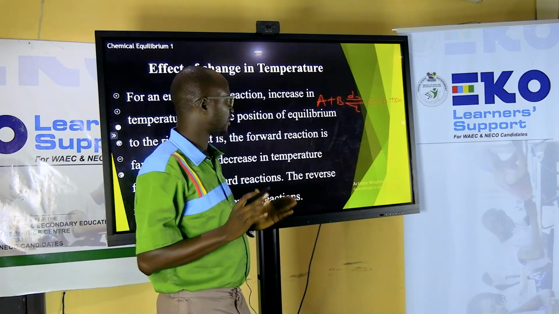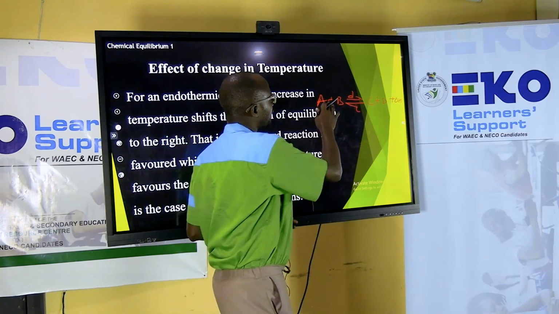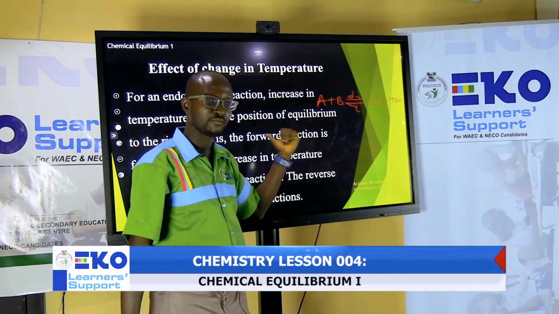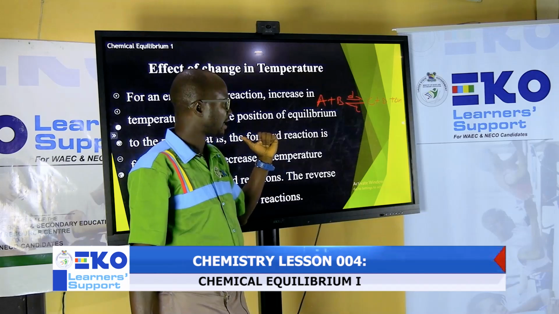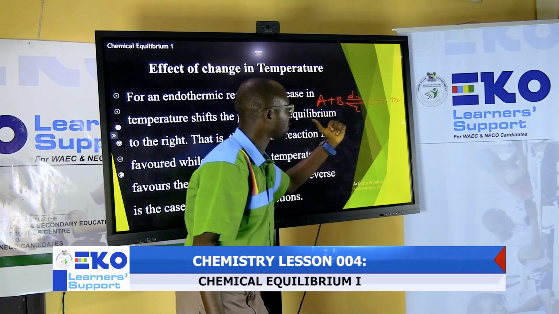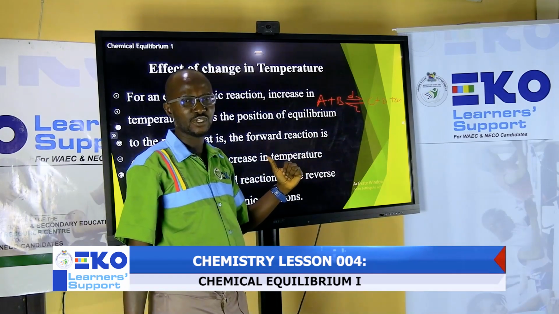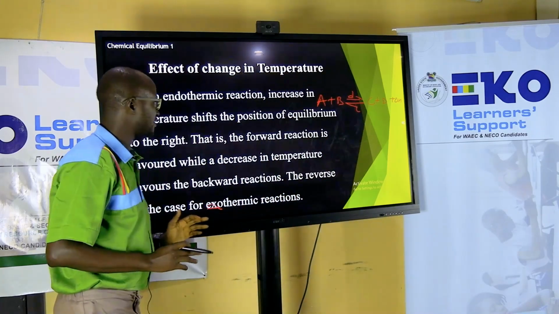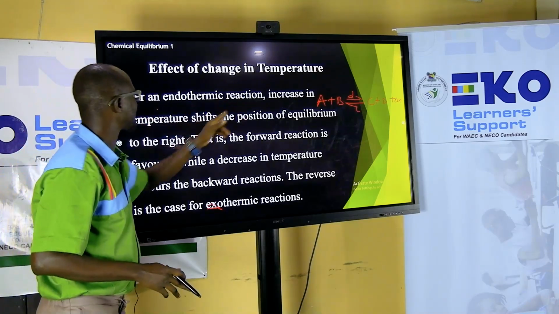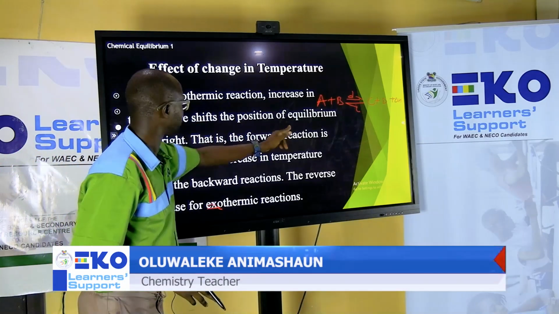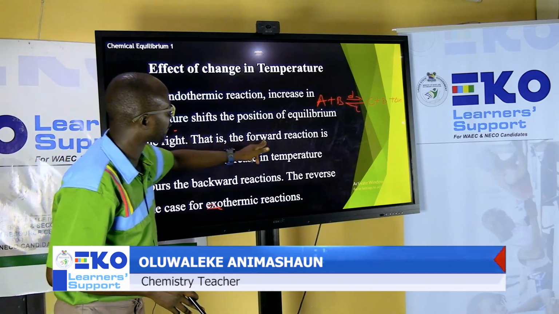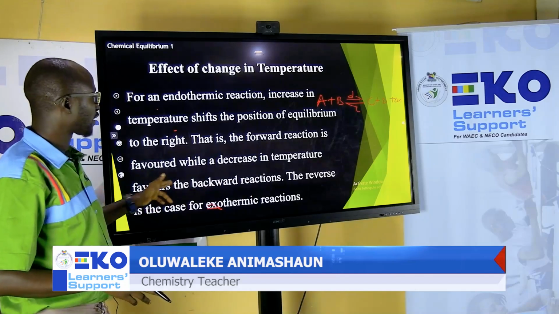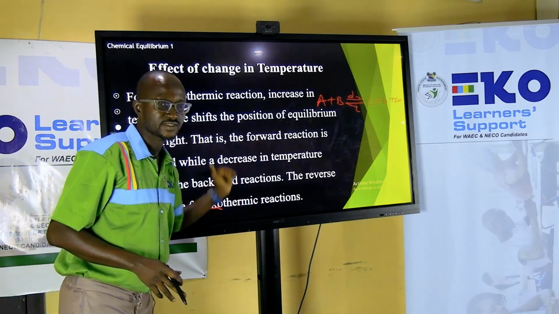Let us get those terms correctly. Forward reaction can only be favored if we increase the temperature. Backward reaction can be favored by decreasing the temperature, because the backward reaction leads to an increase in temperature. So for an endothermic reaction, increase in temperature shifts the position of equilibrium to the right, that is, it favors the forward reaction, while a decrease in temperature, as I've said, favors the backward reaction, which is the reverse reaction.